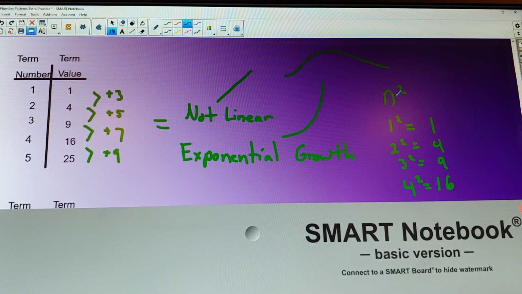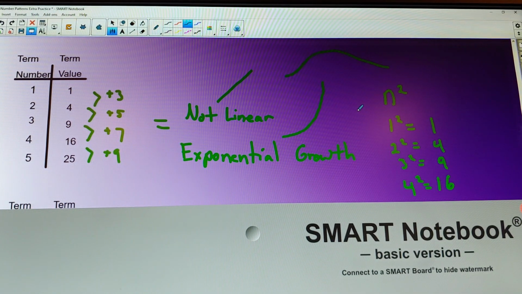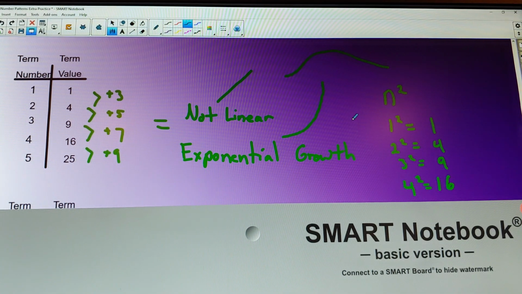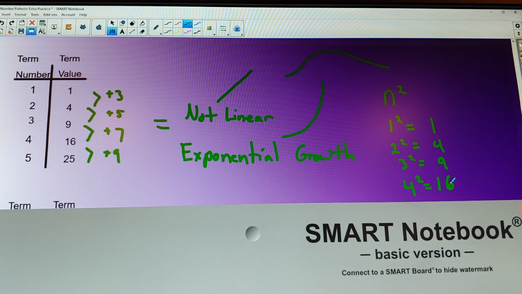Exponents. Okay? And again, we're not stuck to just add, subtract, multiply, and divide for these. You can use everything, including exponents and square roots as well. We didn't get into any square roots with you, but exponents is fair game. So, I just kept this as n squared. So 1 times 1 is 1, 2 times 2 is 4, 3 times 3 is 9, 4 times 4 is 16.